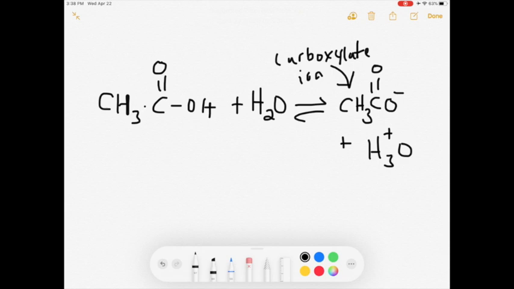So to name the carboxylate ion, all we did was we took the IC off of carboxylic and we replaced it with ATE, so it becomes carboxylate. To name that anion, you can do that with any of the carboxylic acids. And at physiological pH, carboxylic acids mainly exist as their carboxylate ion.